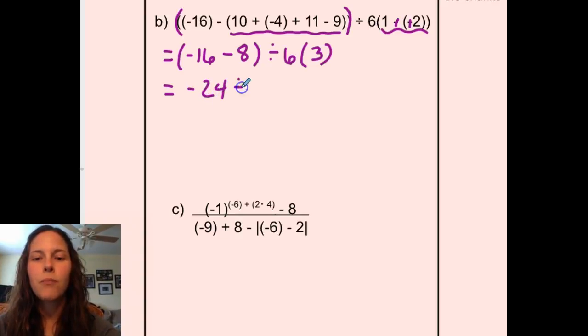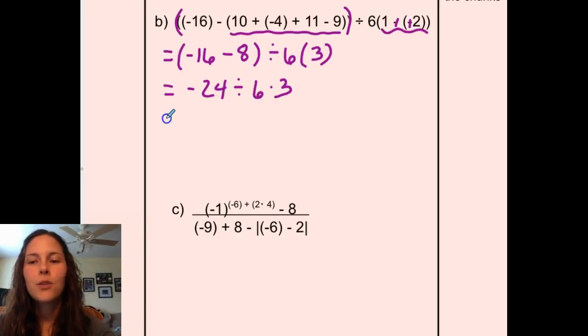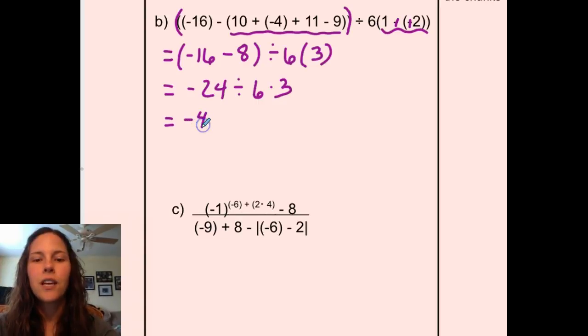I'm going to drop the parentheses around the 3 and turn it to a multiplication so that we can see we no longer have any grouping symbols. Now we will multiply and divide in order from left to right. So I will do negative 24 divided by 6 first before I multiply by the 3 to get negative 12.